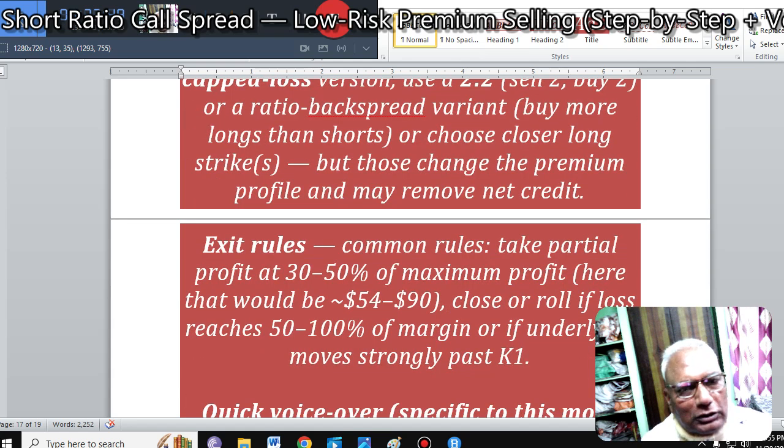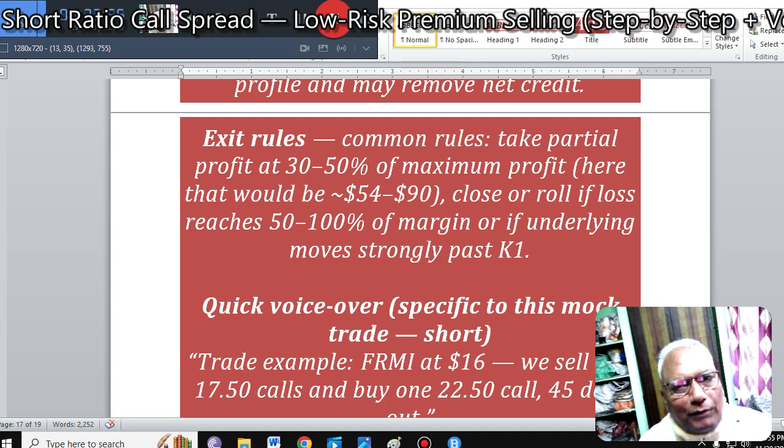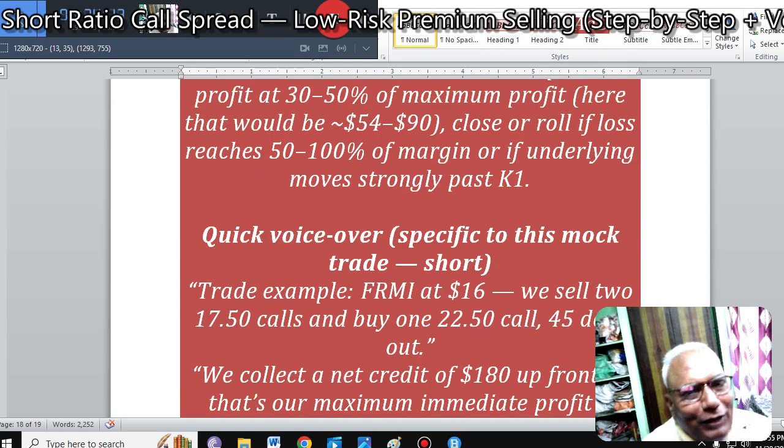Exit rules. Common rules: take partial profit at 30 to 50% of maximum profit. Here that would be $54 to $90. Close or roll if loss reaches 50 to 100% of margin, or if the underlying moves strongly past K1.